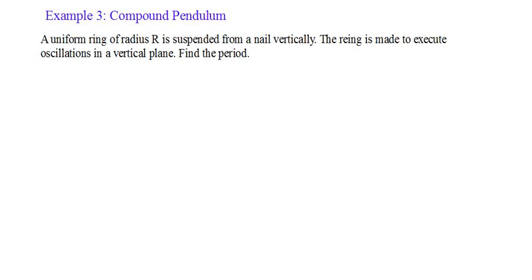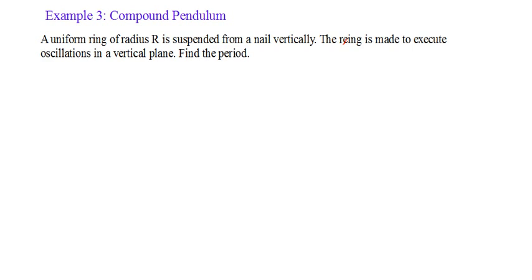So let's continue our discussion of the compound pendulum example. Here we have a problem. A uniform ring of radius capital R is suspended from a nail vertically. The ring is made to execute oscillations in a vertical plane. Find the period. So that's the question here.